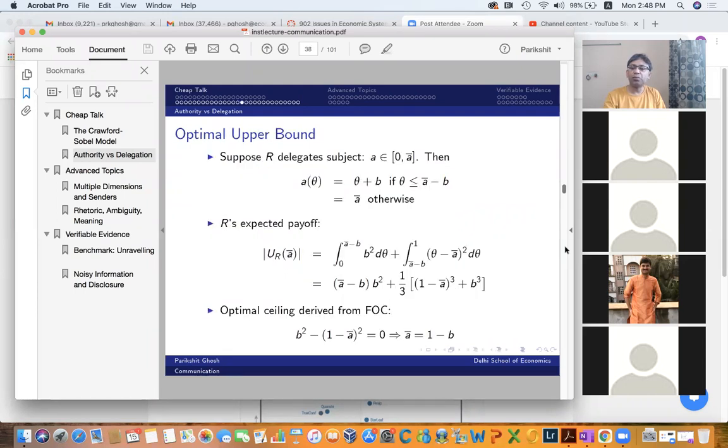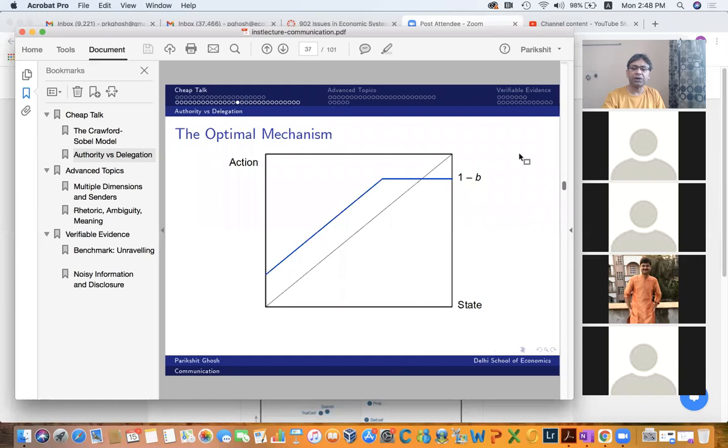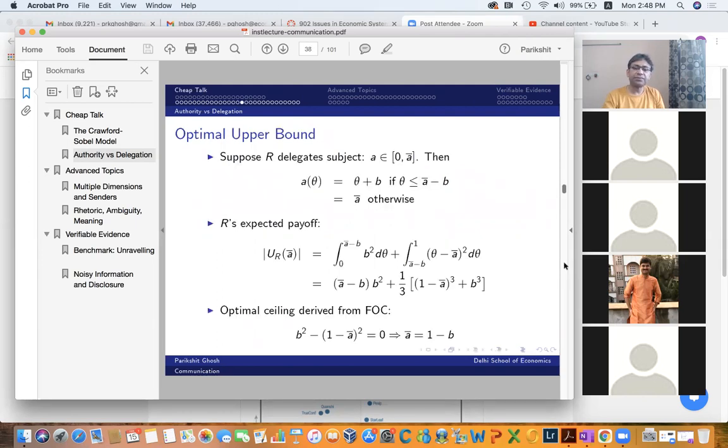Now, I'm not going to do a full proof of that, but I'll prove the claim about the cap. If you could do unrestricted delegation and restricted delegation, at the very least, you would want to restrict the set of permissible actions to some upper bound, and that upper bound is 1 minus b. Why is that? Let's think of all delegations of this form, where the receiver says, I'm placing a cap of a upper bar. Within this cap, you can choose any action. That's what he says to the sender.